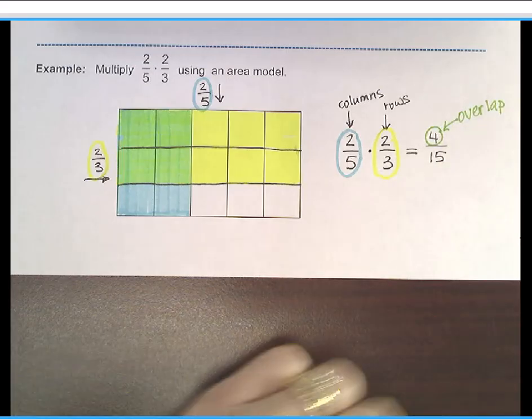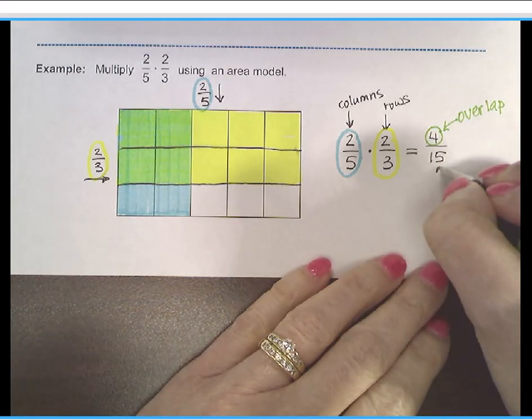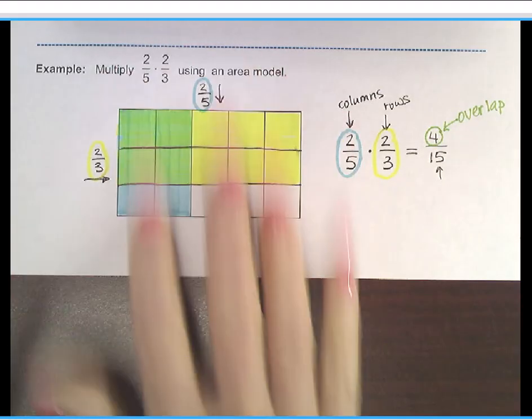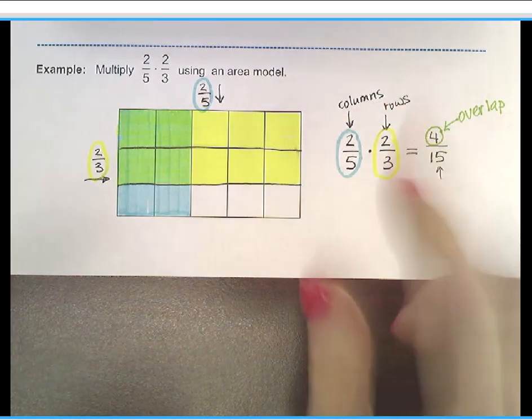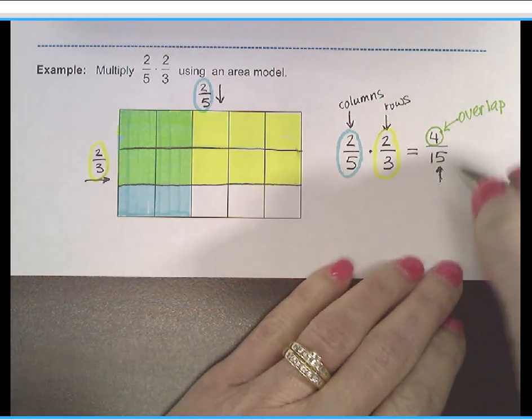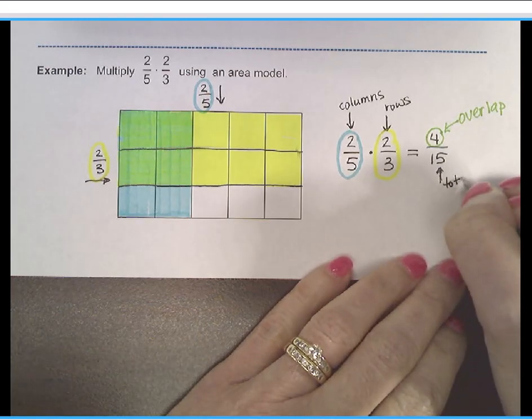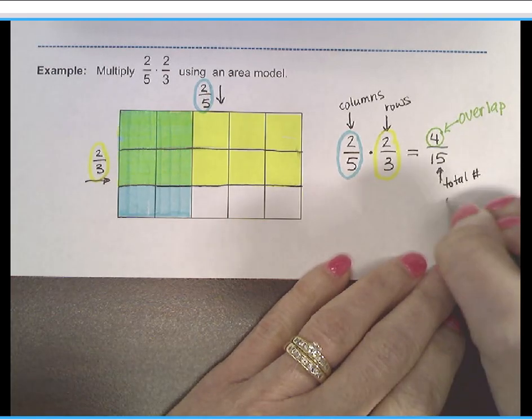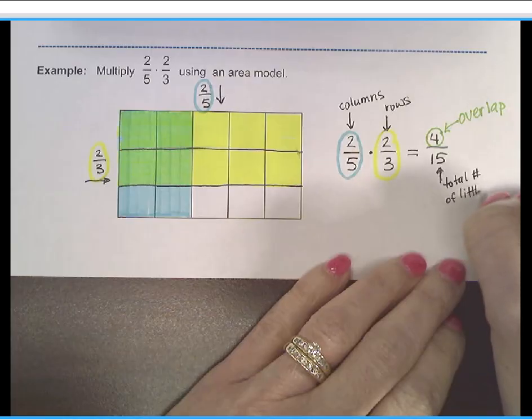And the answer down here at the bottom, the 15, is if you take 5 intersected with 3, going in the other direction, 5 times 3 is 15. So this is the total number of little squares. Squares, rectangles, whatever you want to call it.